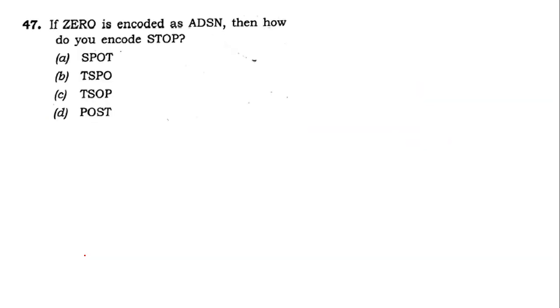Let's go. 47. This is on coding decoding. If you observe, Z plus 1 is A, E minus 1 is D, R plus 1 is S, O minus 1 is S. Simple, plus and minus. So we'll do plus and minus.